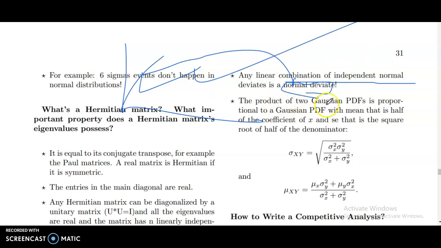The product of two Gaussian PDFs is proportional to a Gaussian PDF. If we mean the Gaussian PDF proportional to Gaussian PDF, that is half of the coefficient of x, and sigma, that is square root of half of the denominator, mu xy, square root total value reducing, it means here.